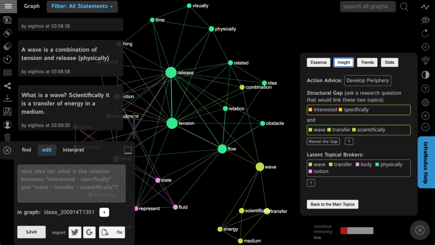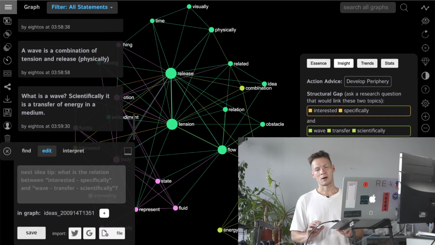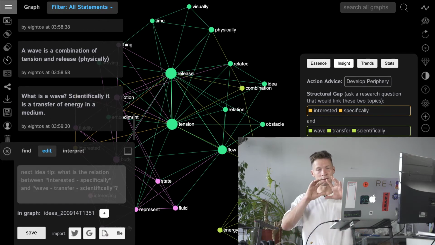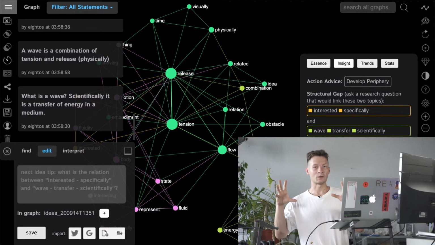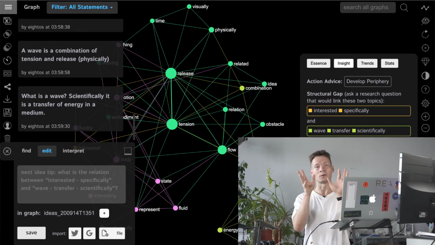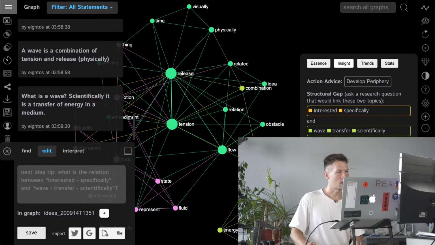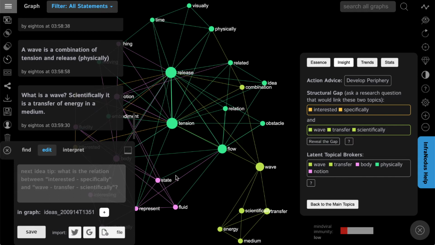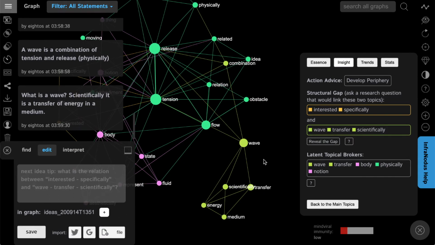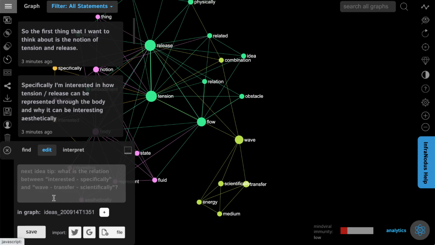So it always tries to bring this idea of non-equilibrium stability to the discourse, that you can clearly visualize how you're thinking. If your thoughts are all over the place, it's going to recommend to you to connect them together. If you're too much focusing on one thing, it's going to recommend you to explore the new parts and the new interesting ideas. So this is what we're going to do now. We will take this cluster here with the wave, scientific transfer, energy, medium, and try to explore this topic here a little bit. So what about a wave?